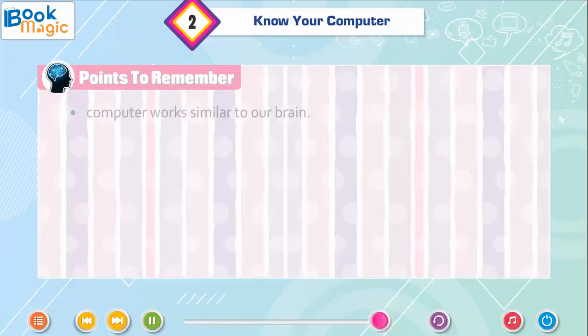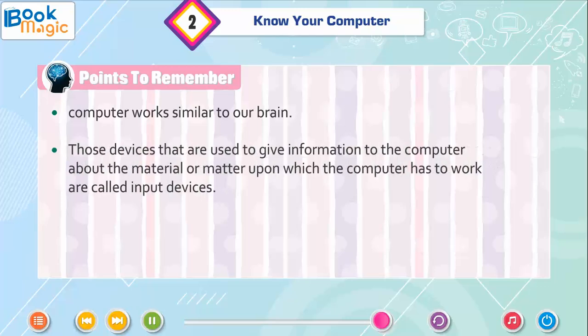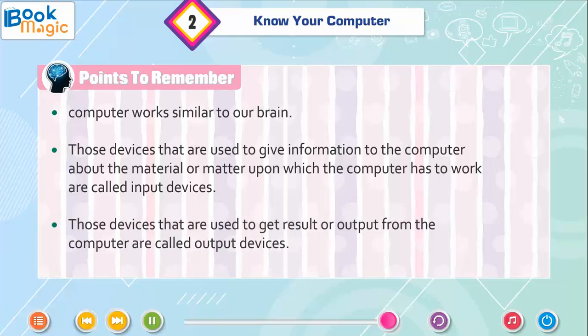Points to remember. A computer works similar to our brain. Those devices that are used to give information to the computer about the material or matter upon which the computer has to work are called input devices. Those devices that are used to get result or output from the computer are called output devices.